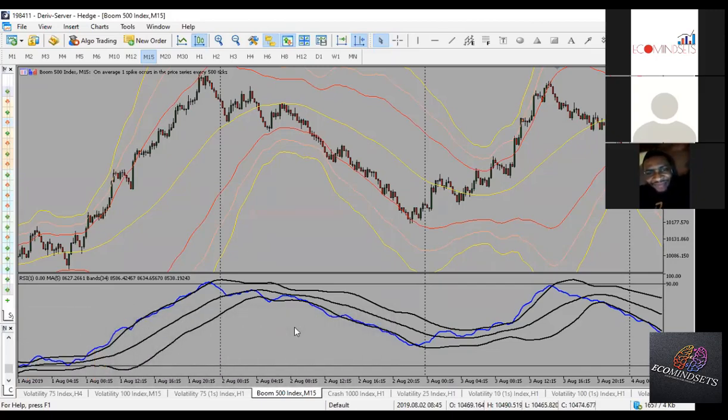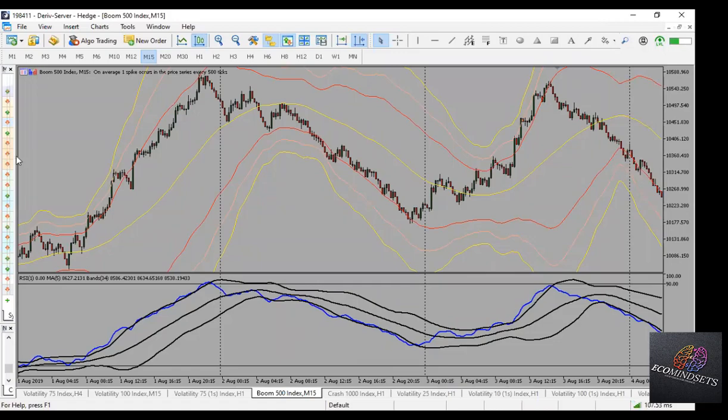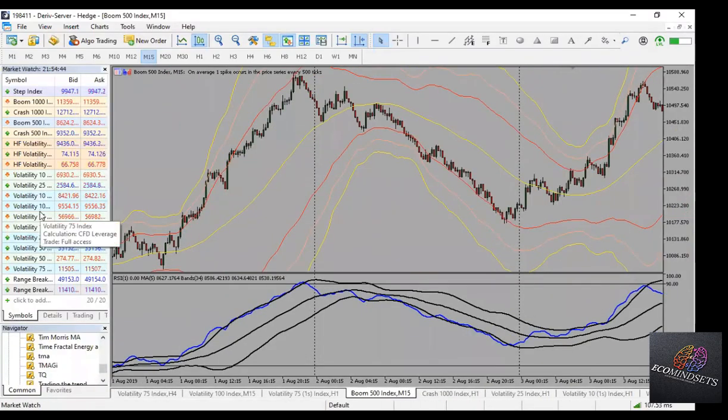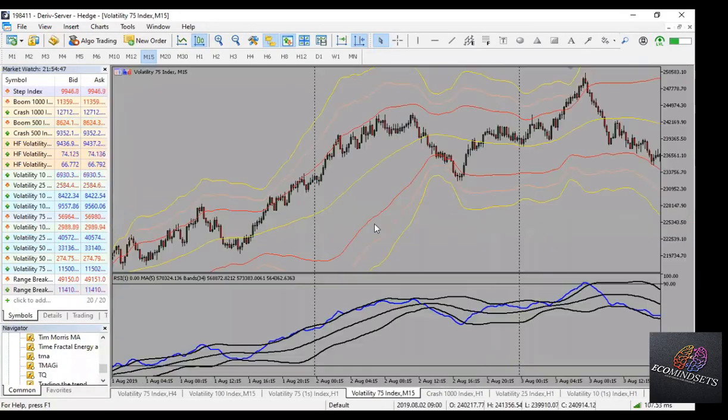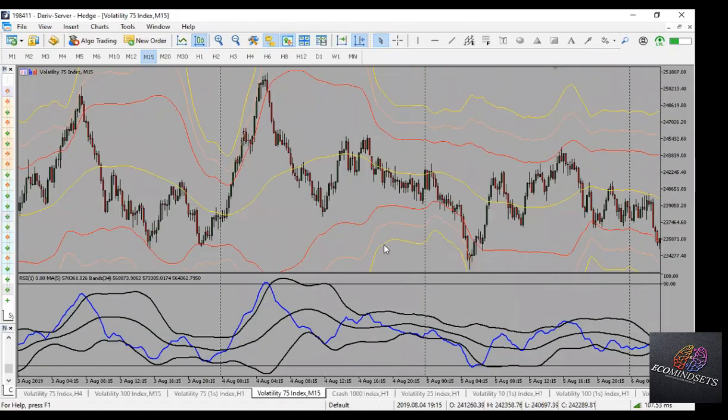I salute you. All right, so let's quickly look at VO75. Let me drop VO75 on the chart. Because I know after crash and boom, a lot of people like trading VO75. So here we are with VO75. I love it because it's very volatile and it moves very fast and gives a lot of opportunity, especially when you are using the 15-minute time frame. But it gives very, very strong opportunities when you are using H1.